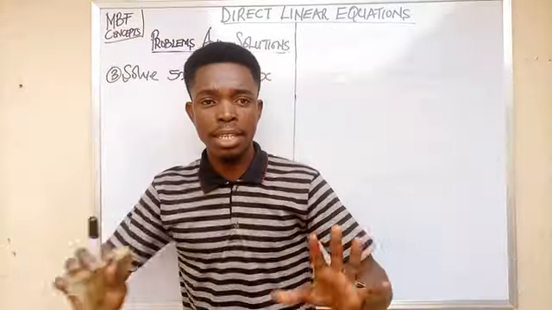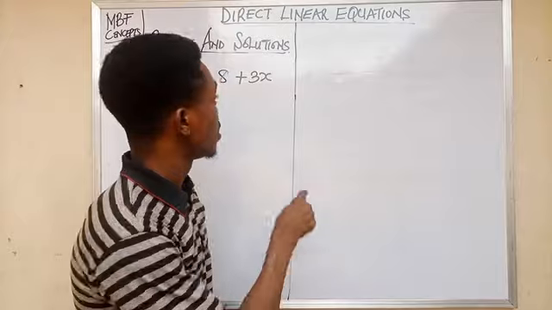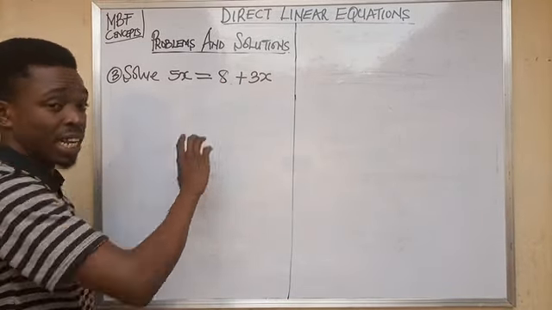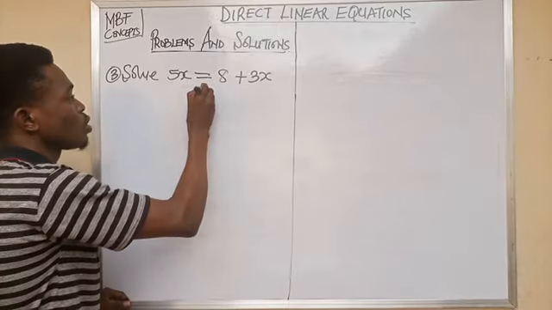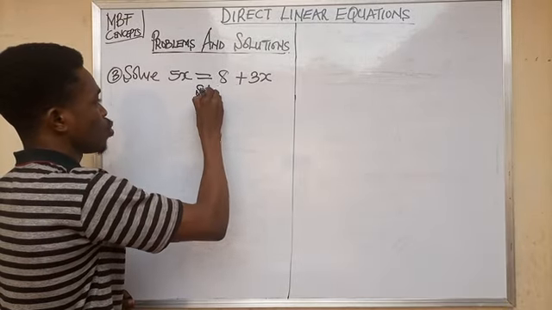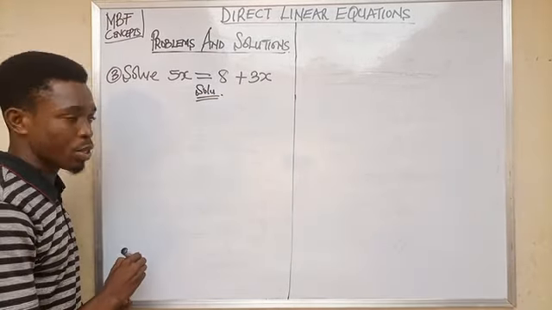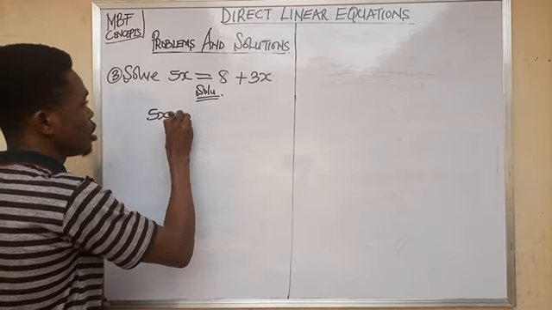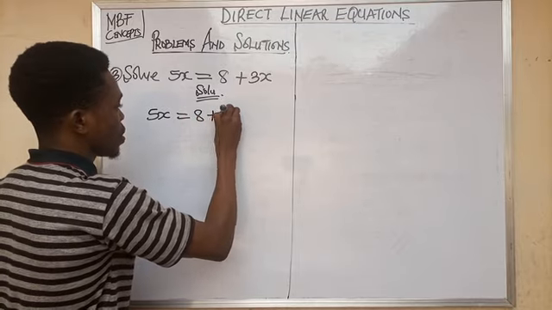So we are going to start. This is question number 3 on the board. We are asked to solve 5x is equal to 8 plus 3x. Right now, what do we do? The first thing we do is to simply put down our solution. All right, yes, put down our solution. Therefore, we are going to have 5x is equal to 8 plus 3x.